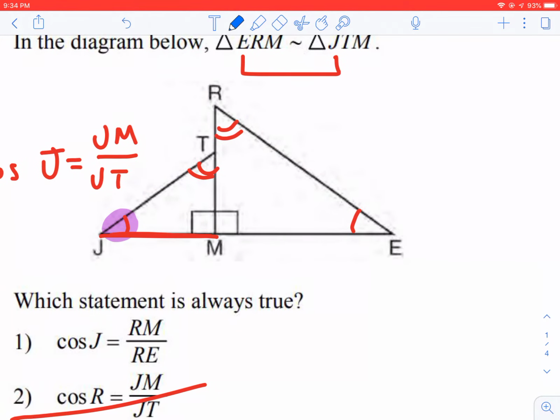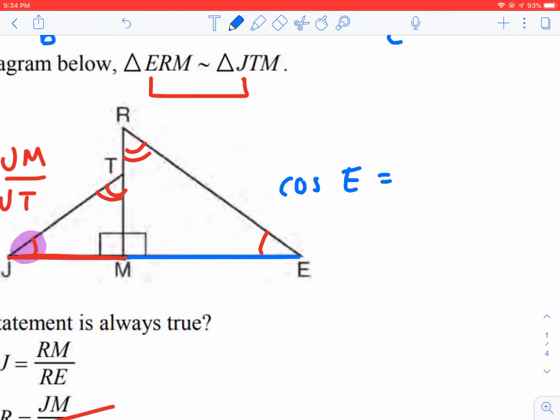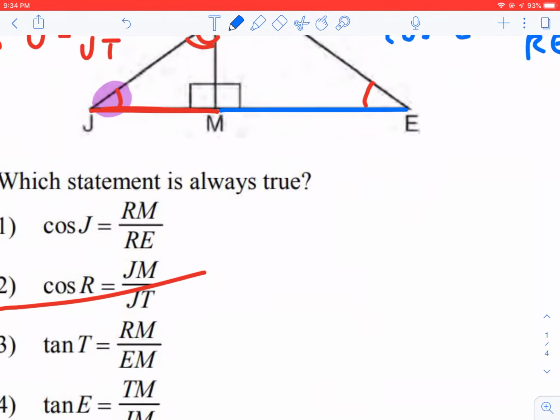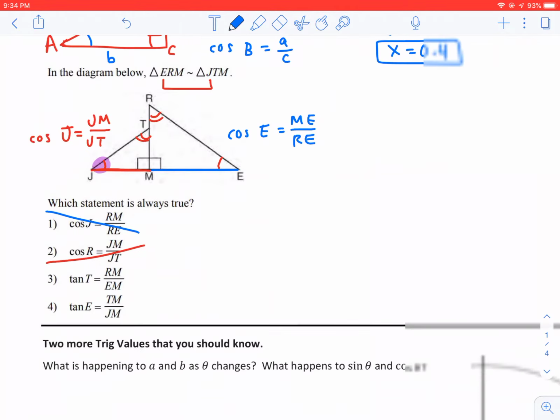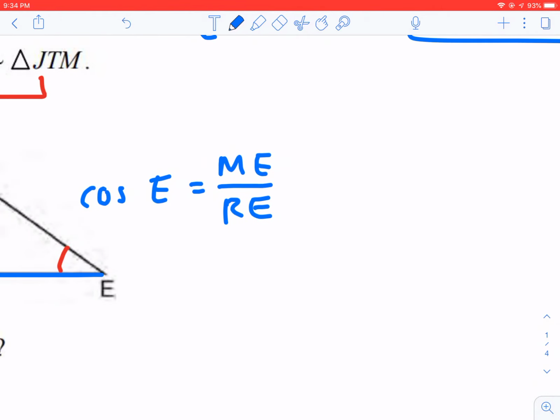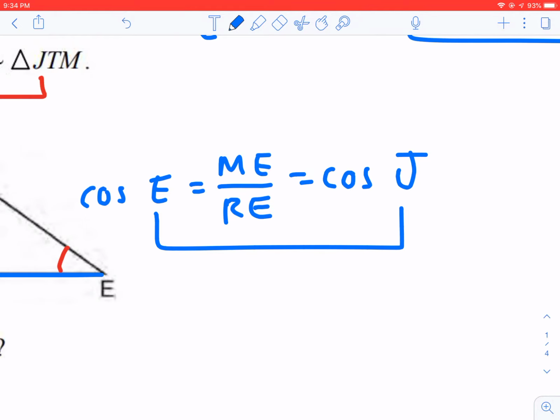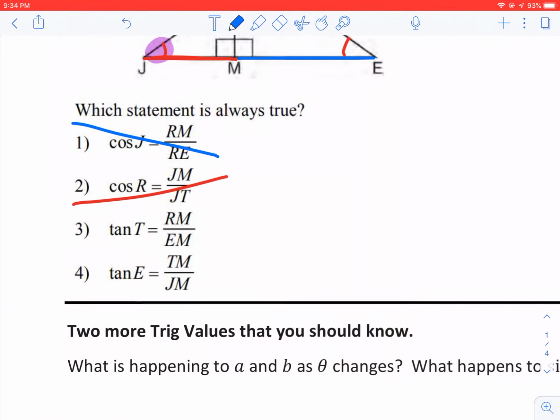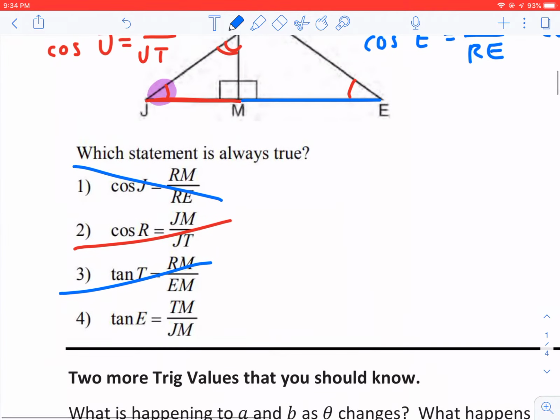So cosine of E would equal adjacent, which is ME, over the hypotenuse, which is RE. And that is not what is written here, so that is incorrect. But this would also equal cosine of J, and that's because, again, J is equal to E. Alright, so now we have to check these two. If you check 3, it doesn't work out. So let's go straight down to tangent of E.